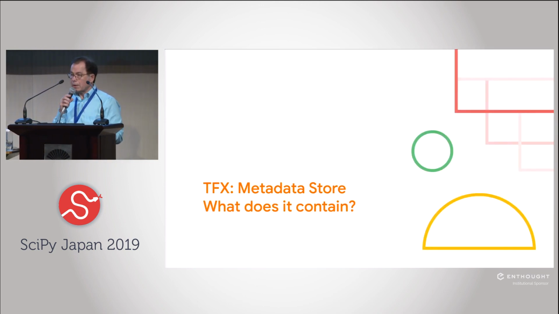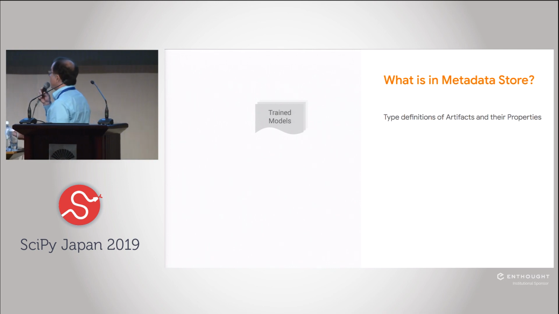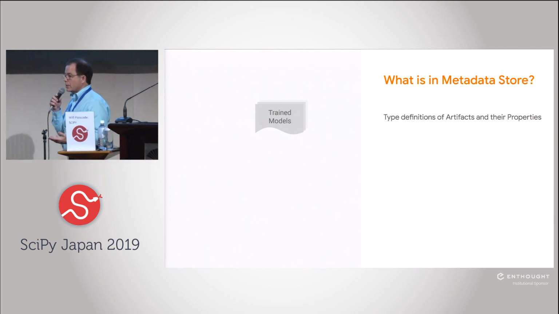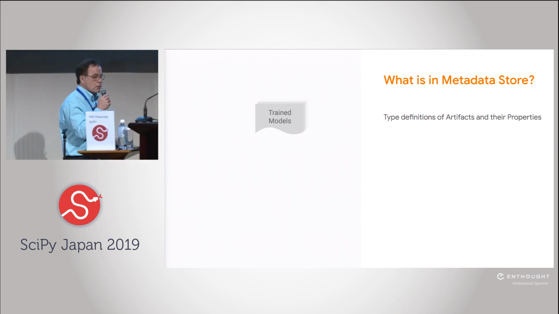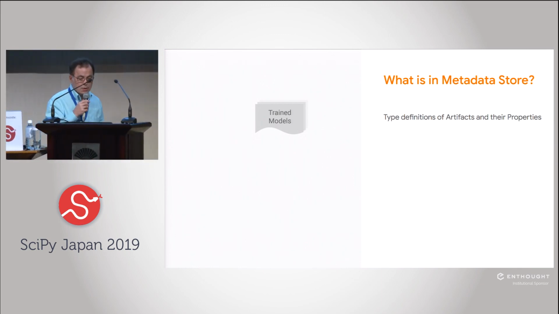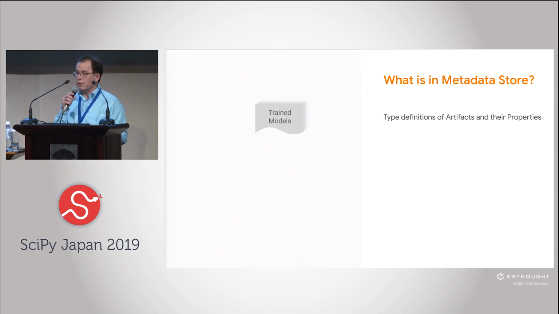So what's in the metadata store? What does it contain? Well, first of all, it contains data artifacts and the properties, the metadata, around those artifacts. So things like trained models or data that has passed through feature engineering or the schema for your features, what types are they?